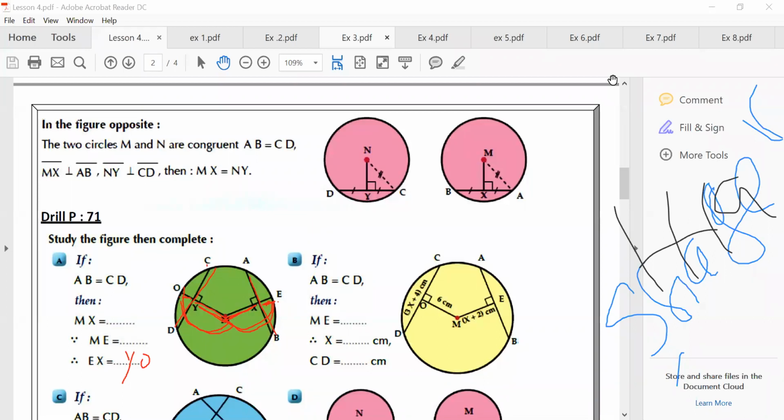What about number B? Also AB as a chord equal to CD. Okay, then he told me then MX, sorry, ME will be, yes, no. Sure, please, يعني stop طيب. Can I answer it?